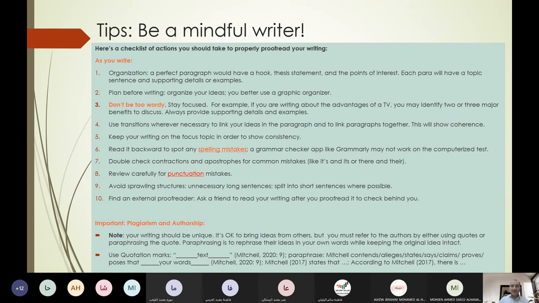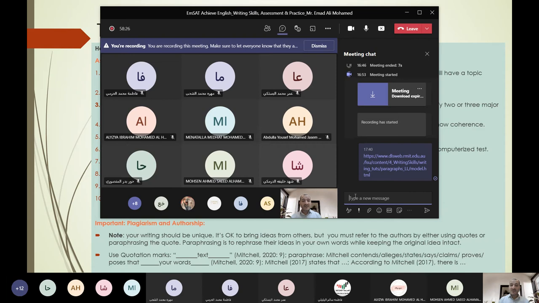Double check contractions and apostrophes. Of course, sometimes you have a word like "it's raining." That would be a spelling apostrophe mistake if written wrongly. "Its tail," I mean the cat's tail, is possessive, but the first one is a contraction. It's, with an apostrophe, means it is. It's the short form for it is. Always, you need to check this.